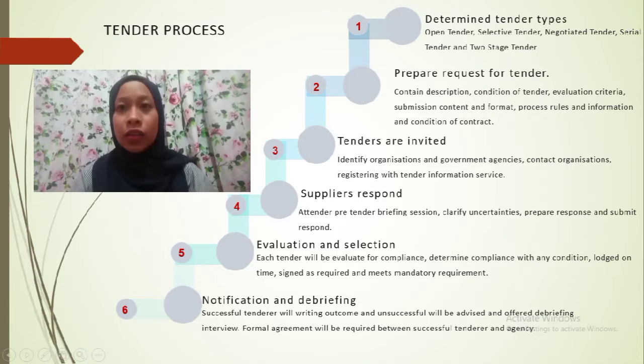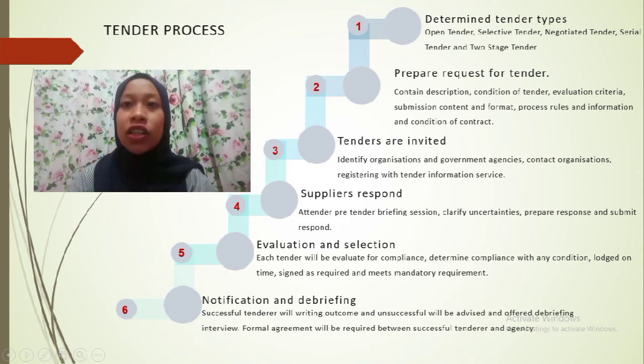So for the tender process, the first step is to determine the tendering type to be used, whether it is open tender, selective tender, negotiated tender, serial tender, or two-stage tender. The second is to prepare the request for tender. The document may differ according to the organization. However, the common elements must include a description of the goods and services to be produced or procured, and the conditions of tender. This stipulates the terms and requirements that must be met.